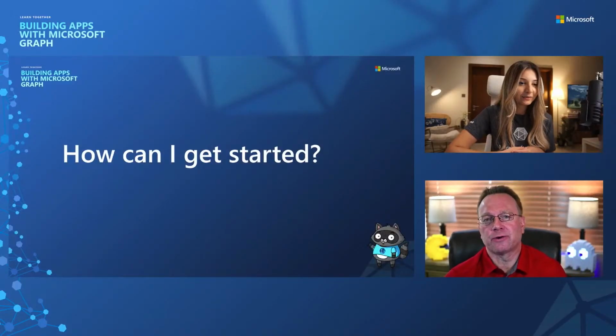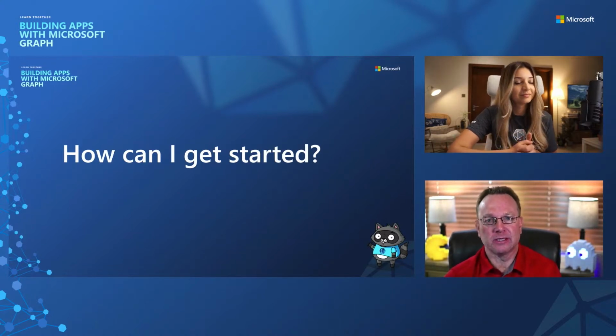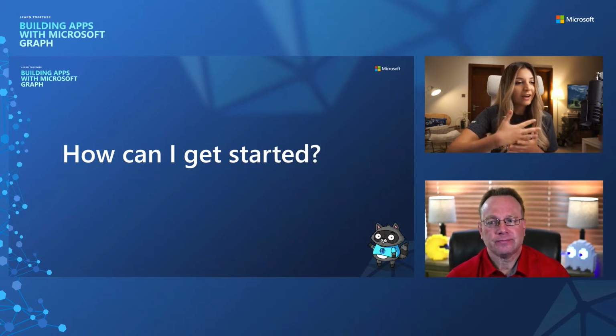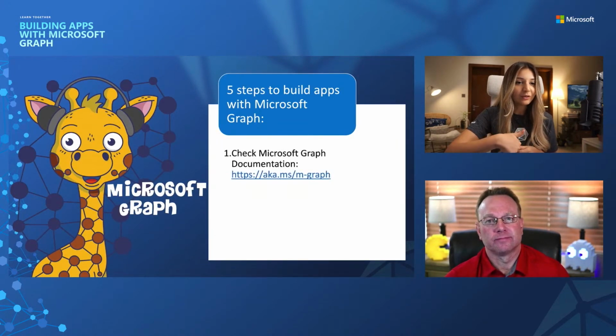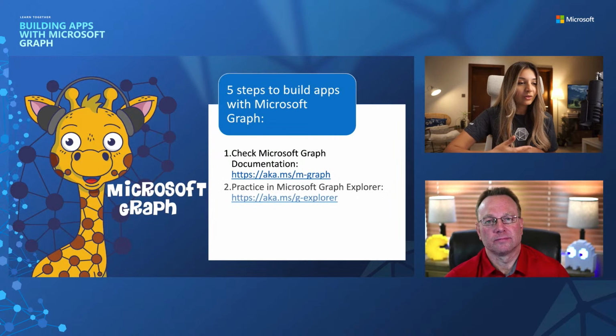Well, that all looks great. So I think we've kind of addressed what it is and why we might want to use it. It sounds like we can tap into all this data and bring it into our apps. So how can we get started then? Yeah, so 5 quick steps I can share with you. The first one, check out the official documentation of Microsoft Graph. You will find a lot of useful information there. Second of all, there's a great tool called Microsoft Graph Explorer. You can practice Microsoft Graph APIs there and learn more about how you can consume those APIs.